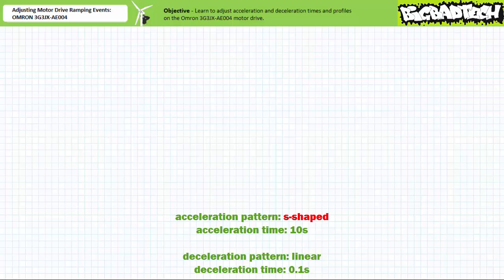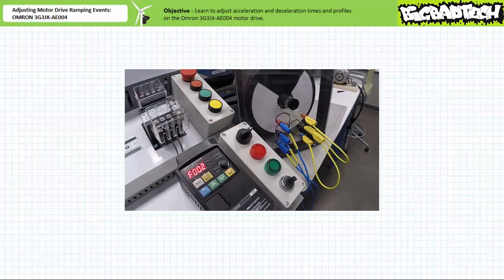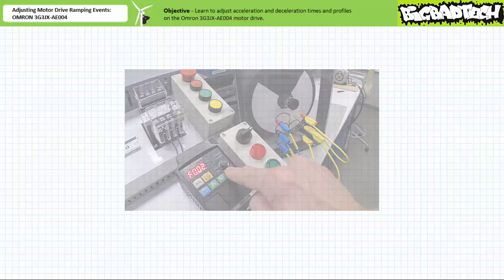Our third iteration makes use of an S-shaped acceleration pattern with a 10-second ramp-up time. Deceleration time remains at 0.1 seconds. First, we need to change the acceleration pattern. Navigate to basic function parameter F002, acceleration time, and increment it back up to 10 seconds. Press enter to save the value.